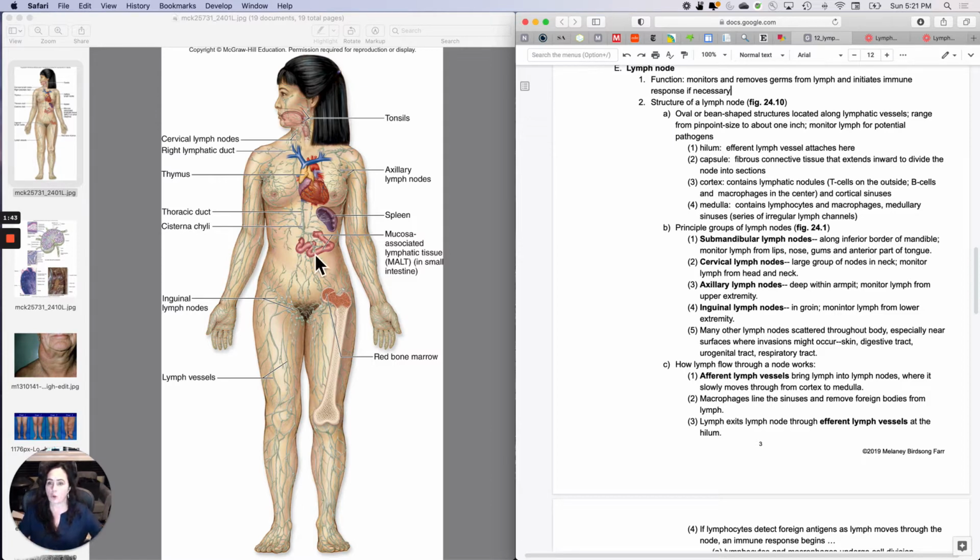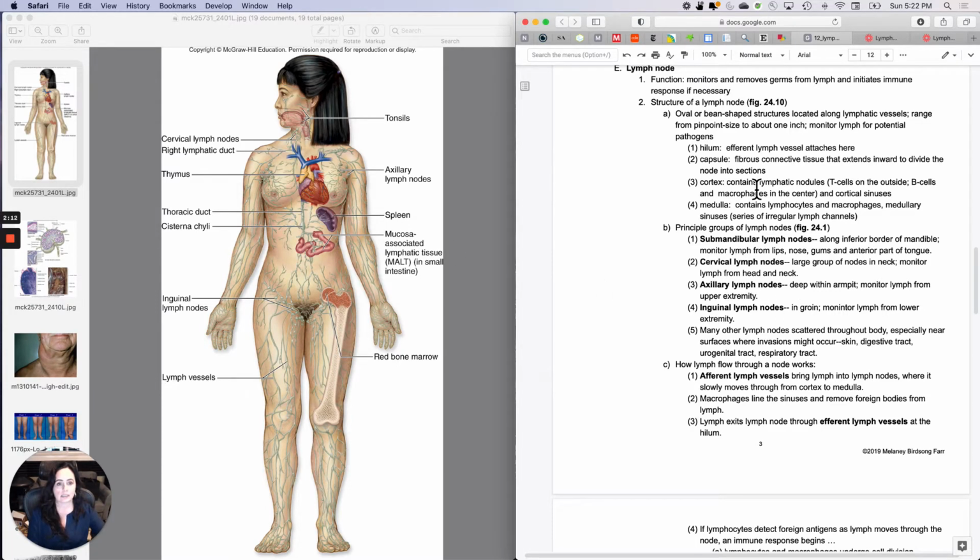And then there's a whole bunch of other lymph nodes just sort of scattered throughout the body that don't have specific names. And they are going to be clustered at areas where invasions might occur, like the skin, digestive tract. These are not the same as MALT, because MALT is in the epithelial tissue or deep to the epithelial tissue of the digestive tract. These would be lumps that were near that, but not in that tissue. The urogenital tract, the respiratory tract, the same thing.